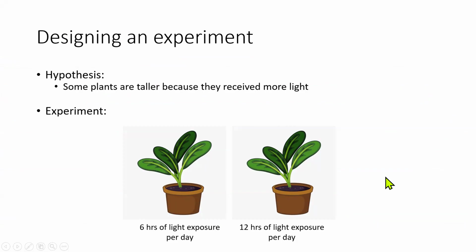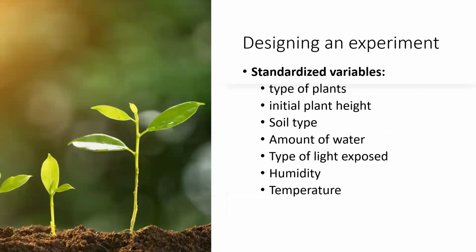So here we have two groups. We have 6 hours of light and 12 hours of light. That would be our control, regular amount of light, and then more light. And like I said, you want to standardize everything. This is pretty much what we've listed.